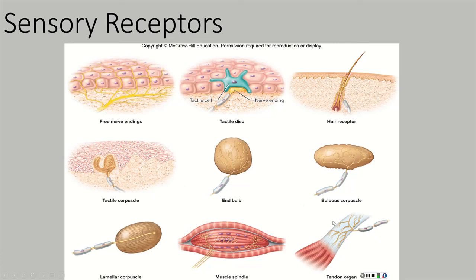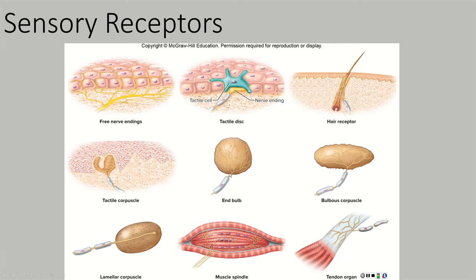Now, these final 6 are encapsulated endings. So the endings, the receptive endings of these neurons are wrapped in connective tissue or have associated glial cells with them. First, we see a tactile corpuscle. We find these in the dermal papillae. We find them in areas that are really, really sensitive, like the lips, the genitals, the nipples, the tips of the fingers. They detect very, very light touch, very, very light pressure. These were also what we called Meissner's corpuscles back when we were studying the skin.